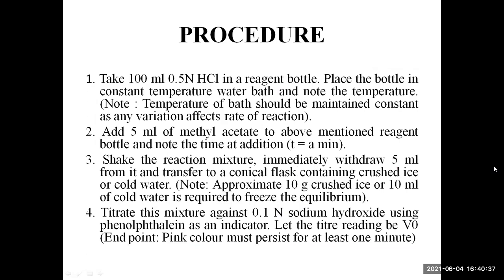Procedure: take 100 ml 0.5 normal HCl in a reagent bottle. Place the bottle in constant temperature water bath and note the temperature. Note here, temperature of water bath should be maintained constant as any variation affects rate of reaction. Add 5 ml of methyl acetate to the above mentioned reagent bottle and note the time at addition, t is equal to 0 minute. Shake the reaction mixture immediately.